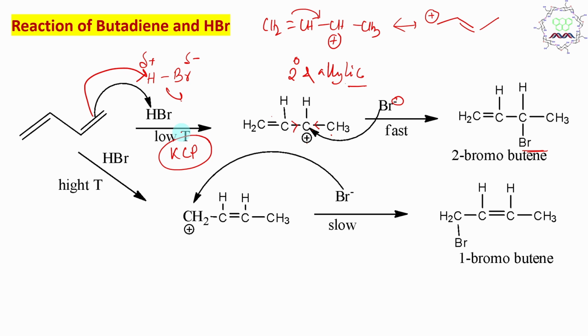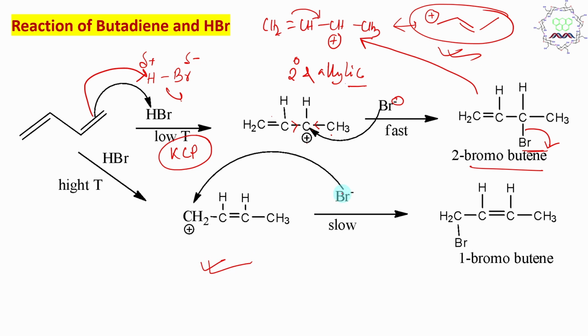Fine. Now if you give high temperature, what can happen? This KCP will be produced. Next time this KCP may break down. How? This bond can break. And what can it result? It can result in this cation, carbocation. Again, this carbocation can undergo resonance to produce this one. Exactly this one is drawn here, student. Now what can happen? This bromine will attack there.